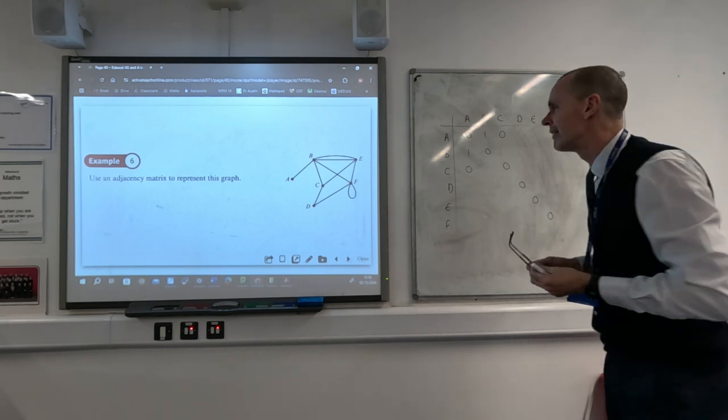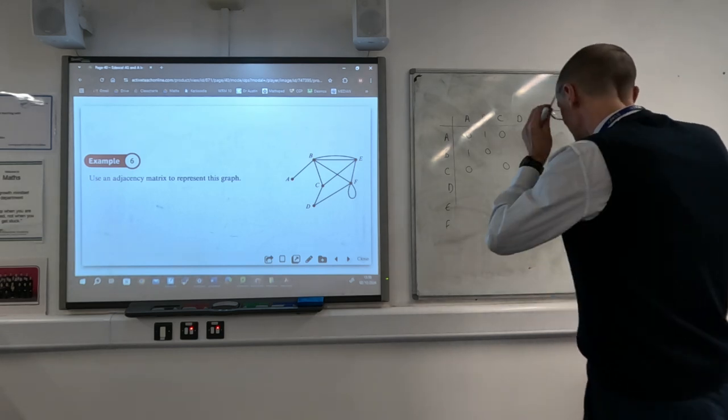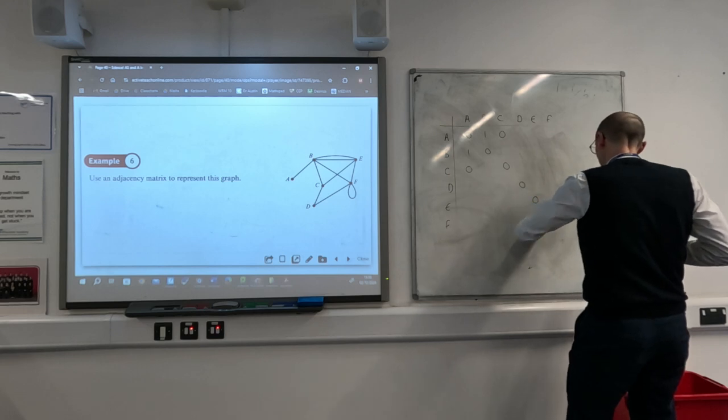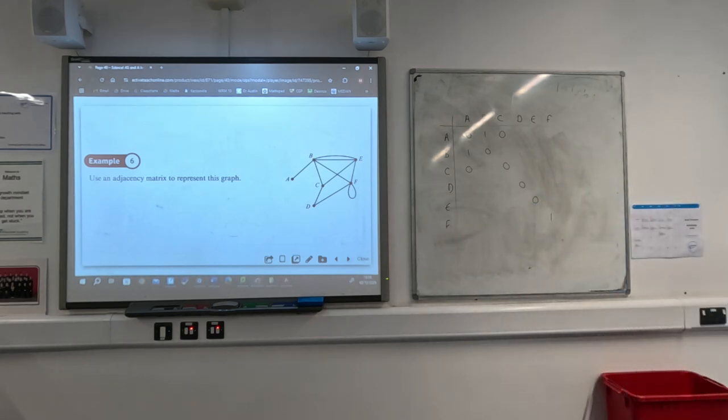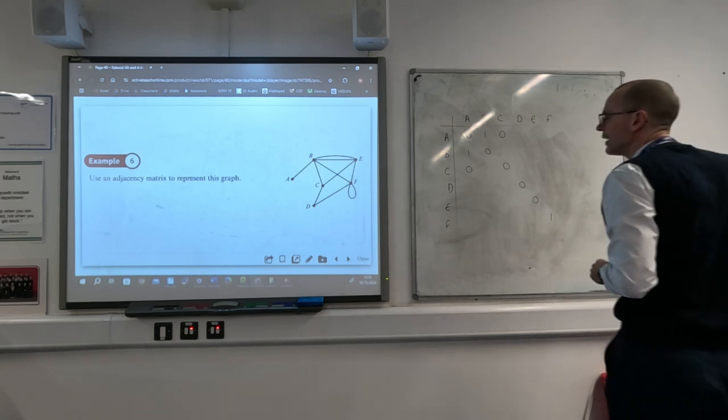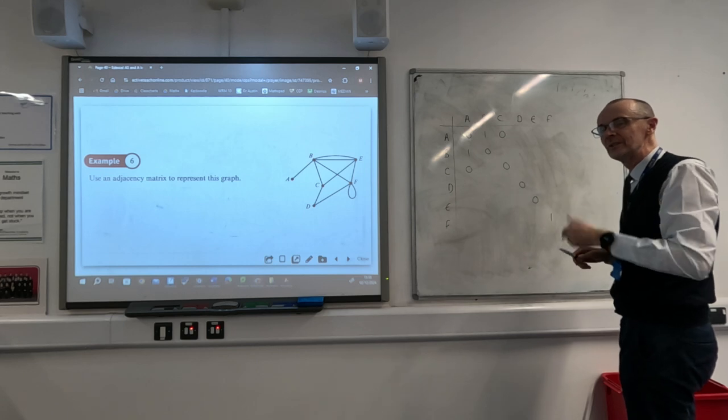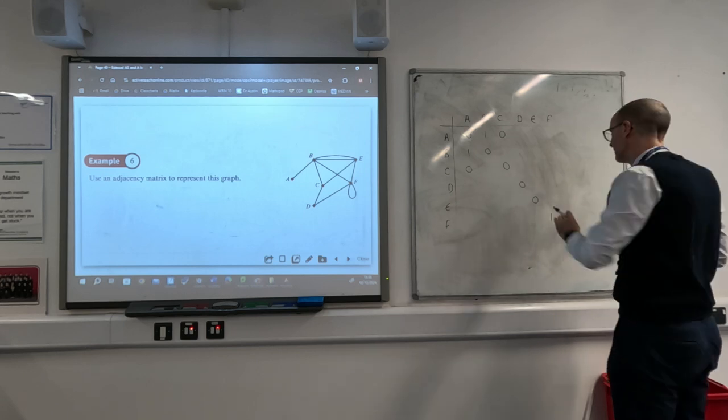Would that not be worth a loop? Oh, thank you very much. Now hang on a minute. There might be 2. It's 2, isn't it? Yeah. There are 2 connections from F, which end at F.